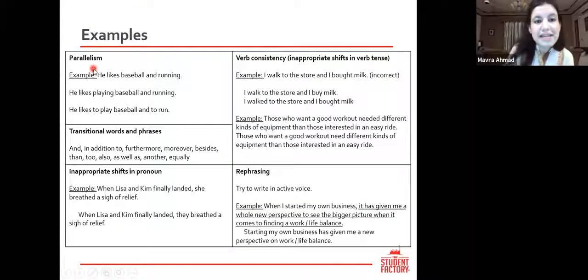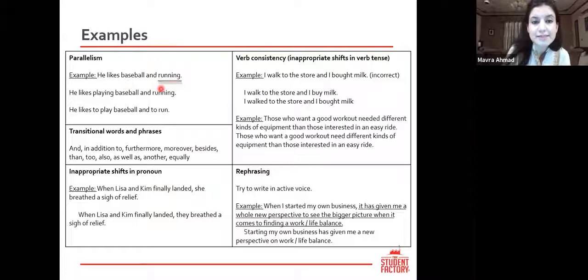Okay, so let's look at parallelism first. Example: He likes baseball and running. Now, when we read this sentence, it might not sound very appropriate, very clear. What's wrong with this sentence? If you look at the sentence, you can see कि उसमें उसका एक interest है baseball और दूसरा है running. तो दोनों चीजें जो है वो consistent नहीं है.